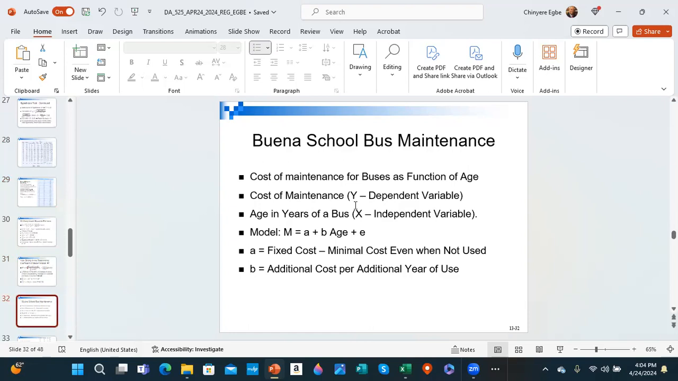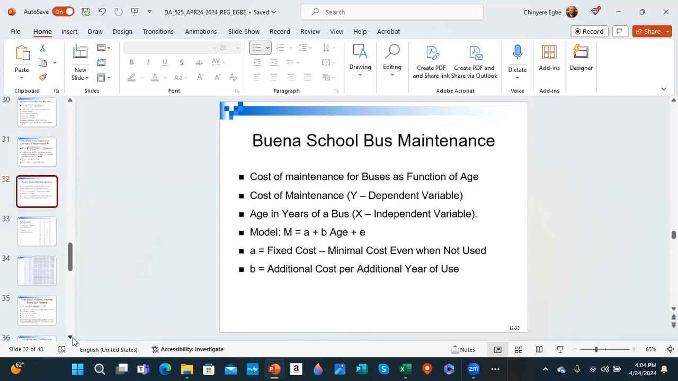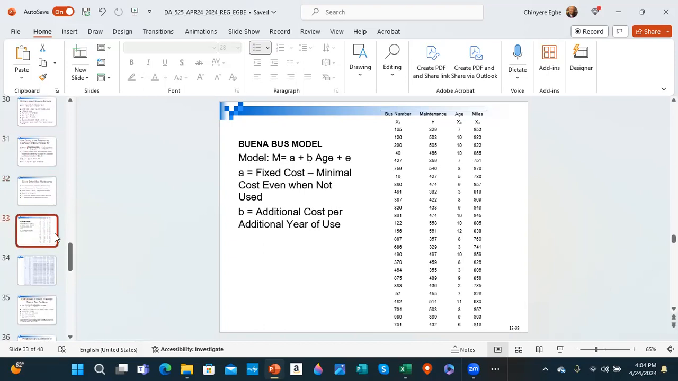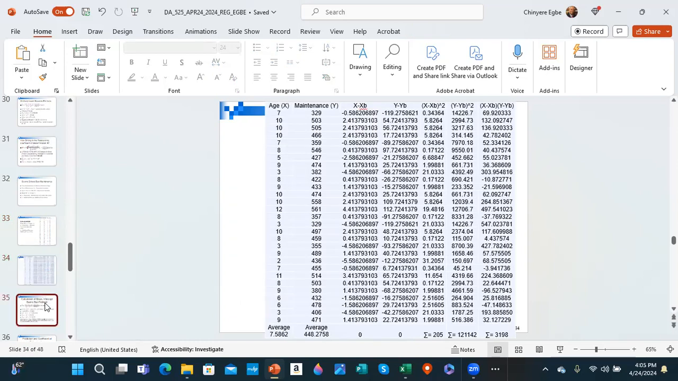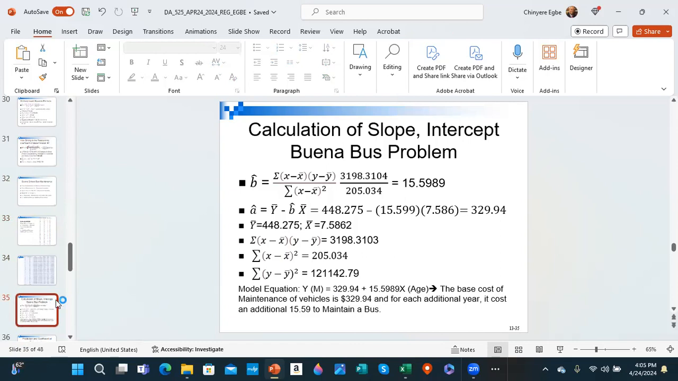There's another example here, called the Buena School Bus Maintenance model. Does the cost of maintaining a bus depend on the age of the bus? A is the fixed cost, the minimal cost even when the bus is not used, and B is the additional cost per additional year of use of the bus. The data is here. I'm going to post this for you to see.